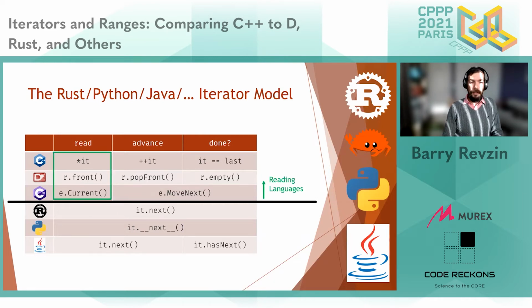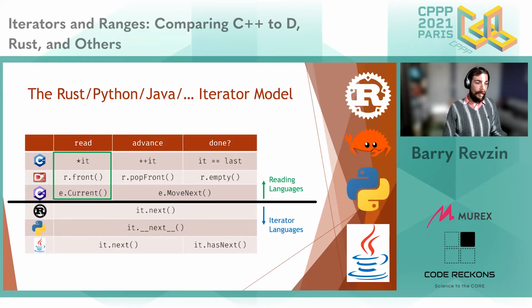Where everything above this line is what I've been calling the reading languages. So these are, again, our languages that have this distinct idempotent read operation, even though it's named differently. And the languages below this line are basically the iterator languages. Now, this may be confusing coming from C++, where we have something called iterator that does not actually resemble what Rust or Python or Java call iterators. But all of those languages call what they do iterator. So I guess, majority wins in that sense.